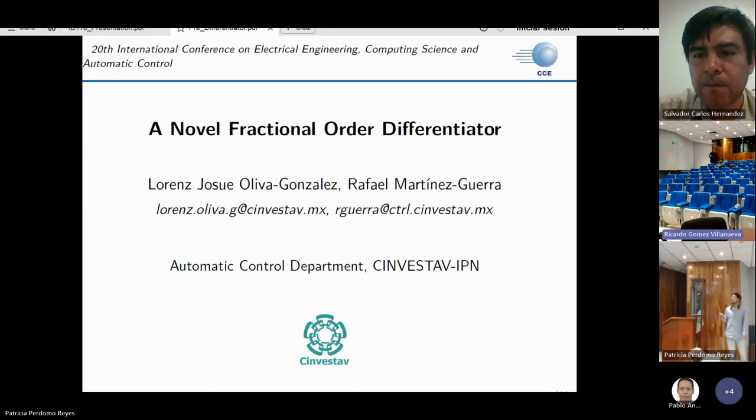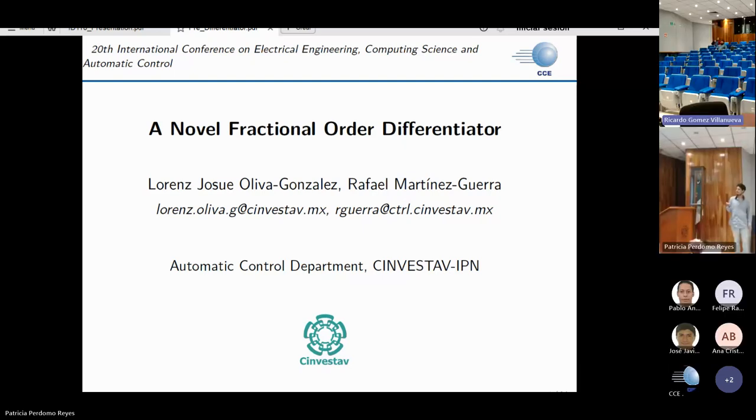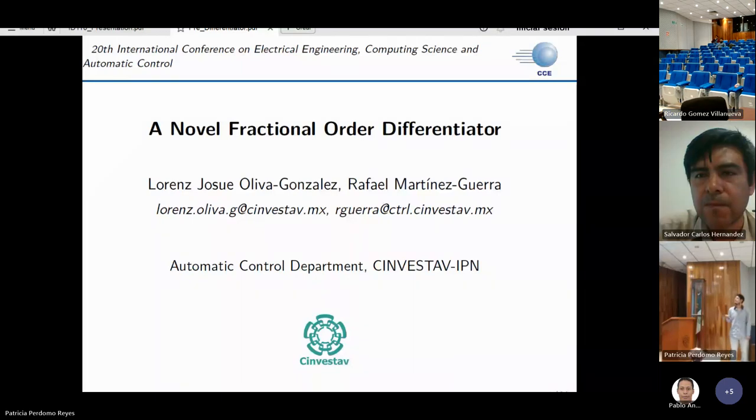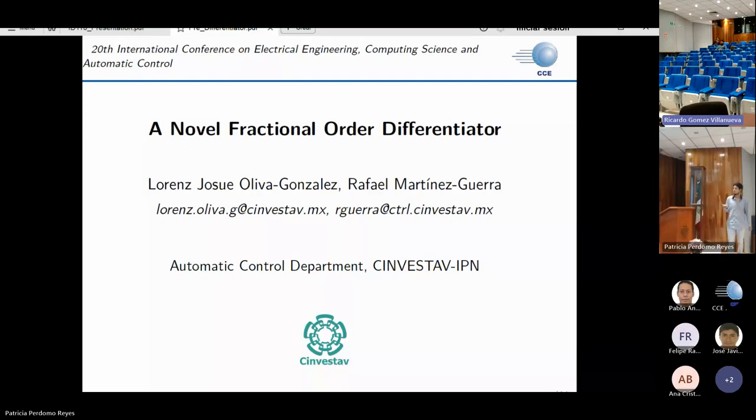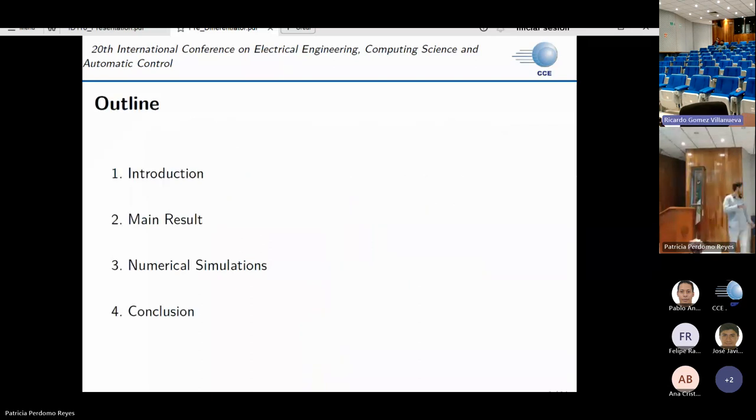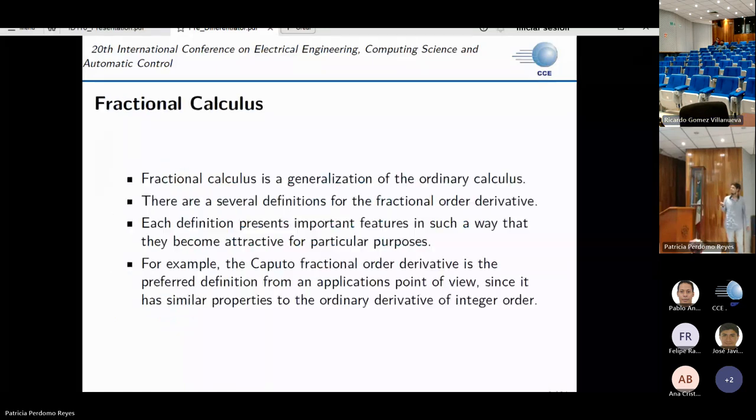Good afternoon. I present this paper, another version about the differentiator. This talk and this author, that's me, Lorenz Oliva and Rafael Martinez, from the Automatic Control Department. The outline of this talk takes four points: introduction, numerical results, numerical simulation, and conclusion. The introduction is really brief, because fractional calculus is really large. And moreover, the estimation of fractional order derivatives also is a large topic around control. So we can start.